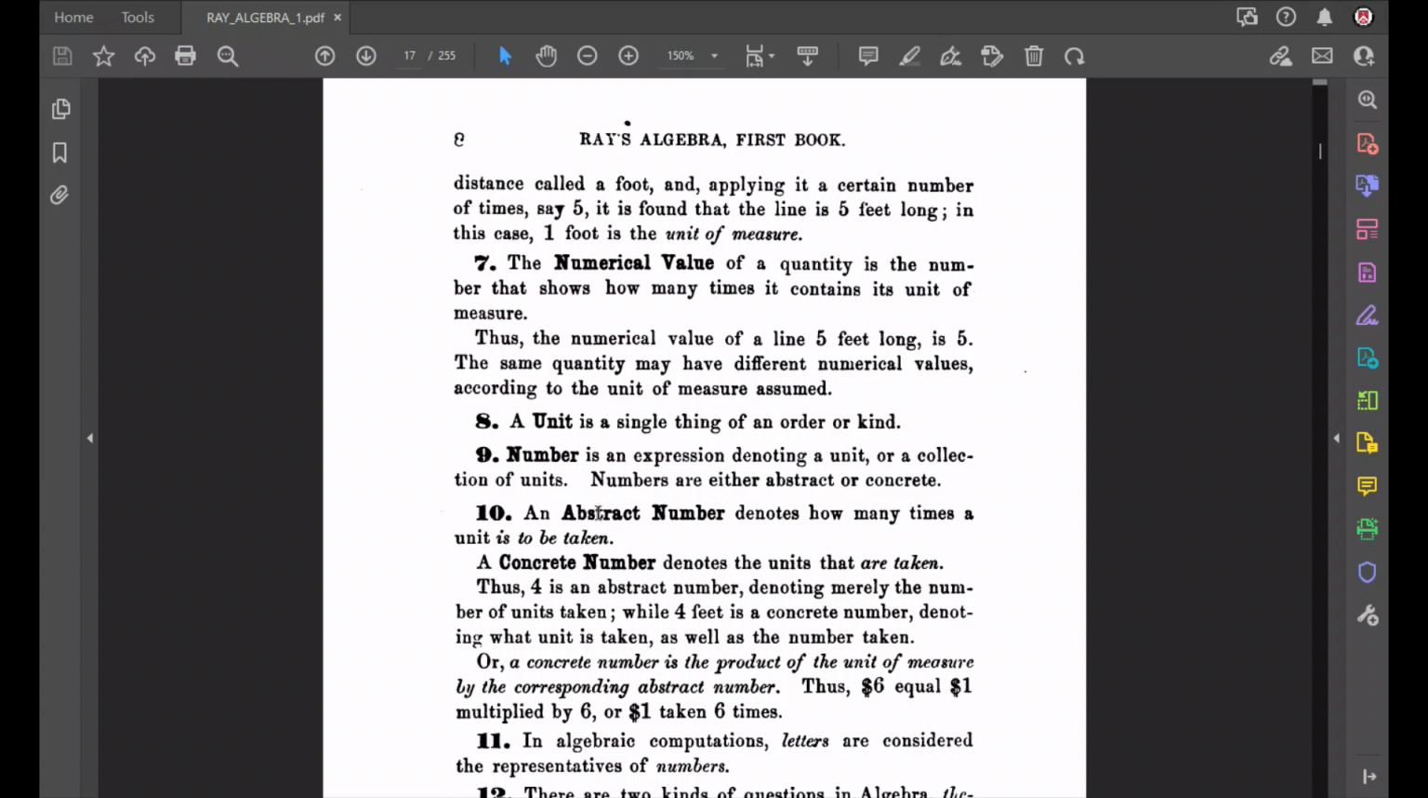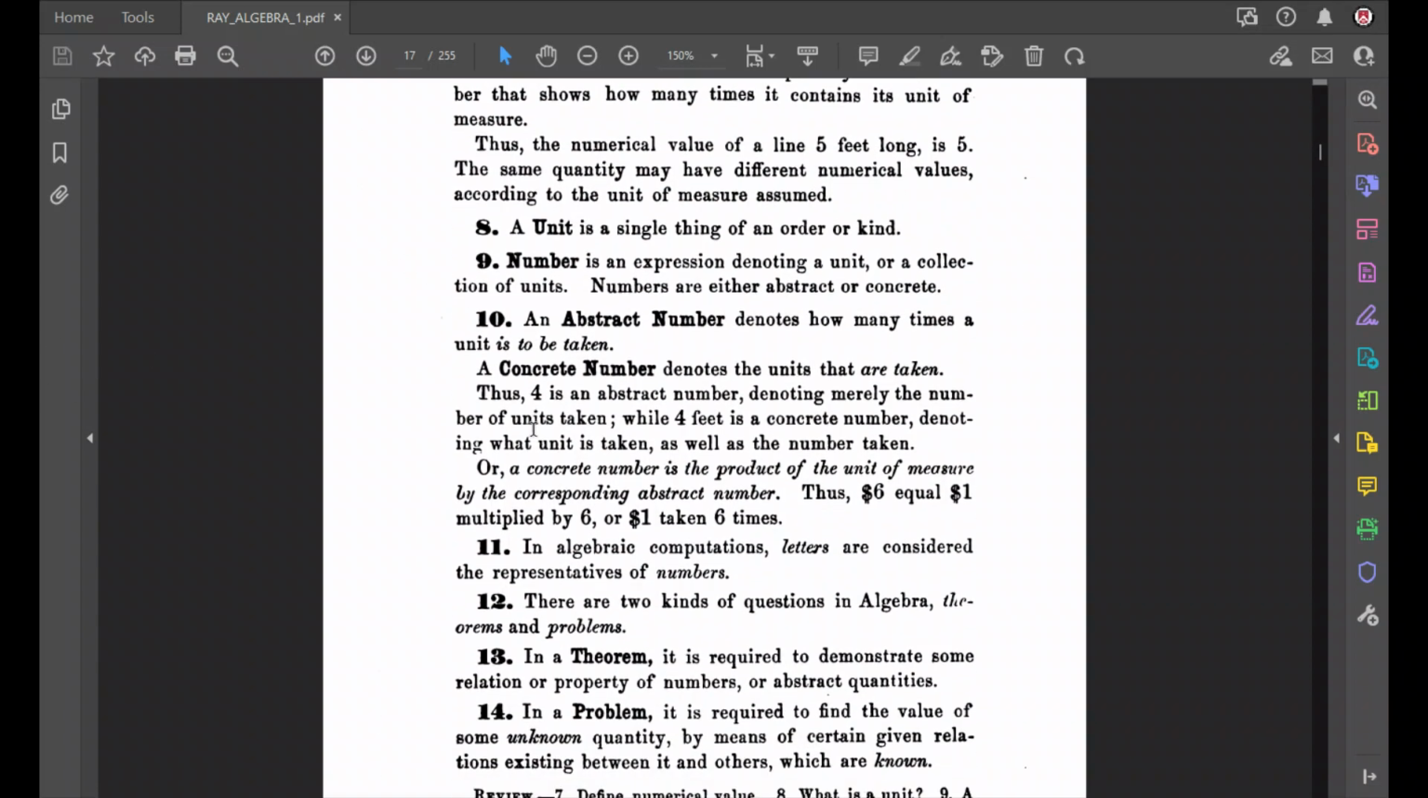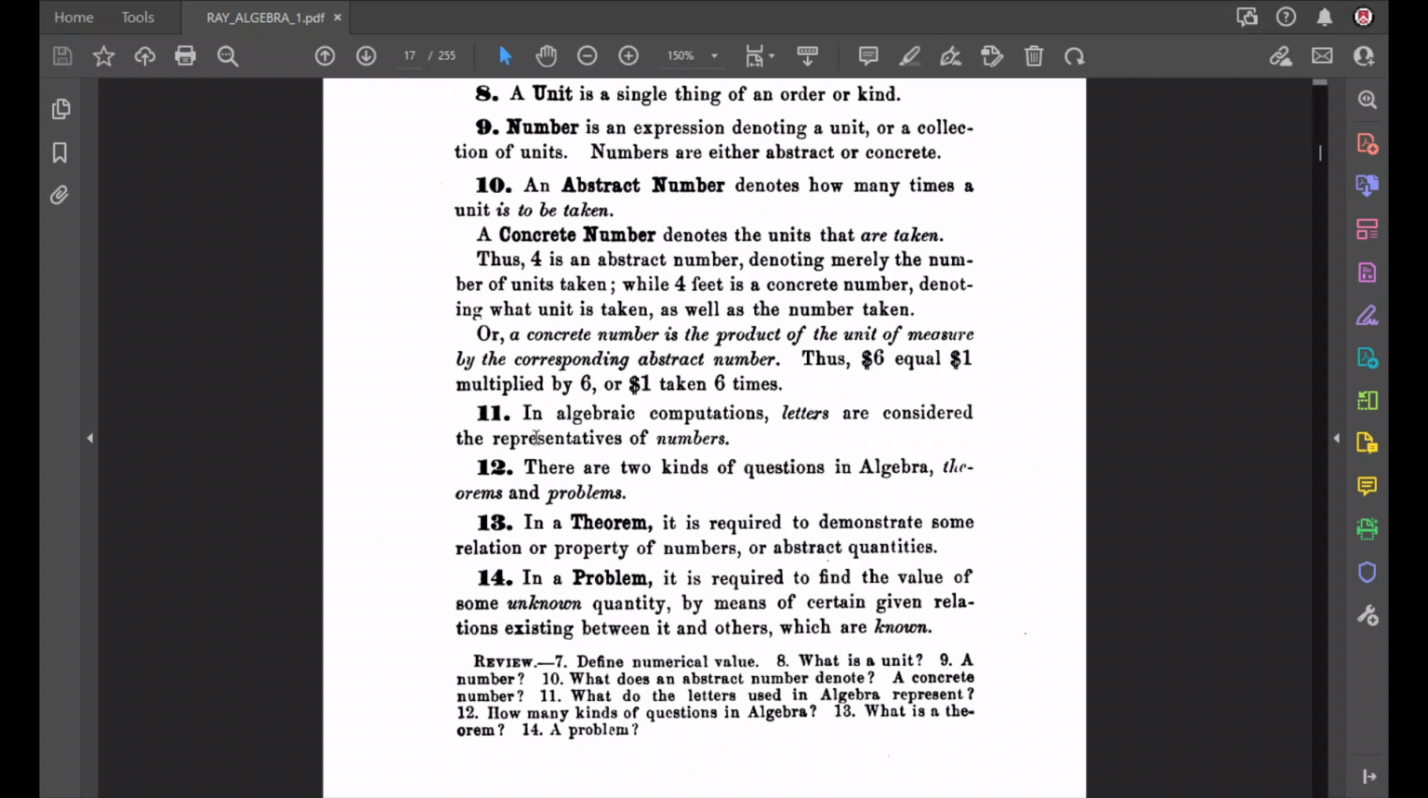Okay, good. We learned in Article 11 that in algebraic computations, in algebra, letters are used to represent numbers. Let's see how smart you are. Why do we use letters to represent numbers in algebra?